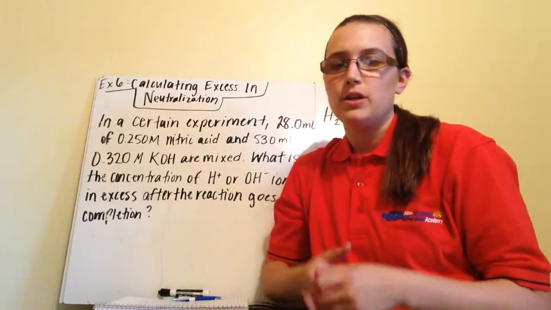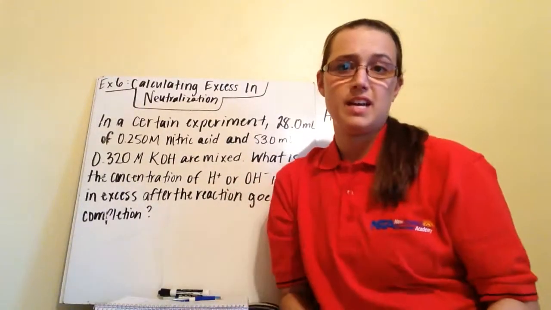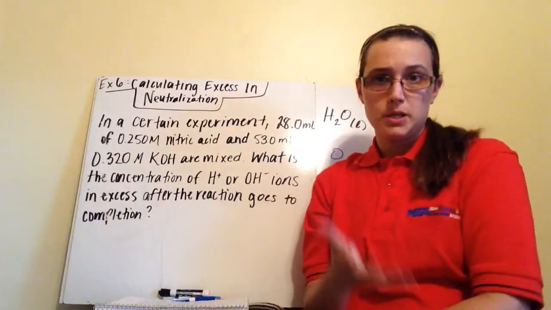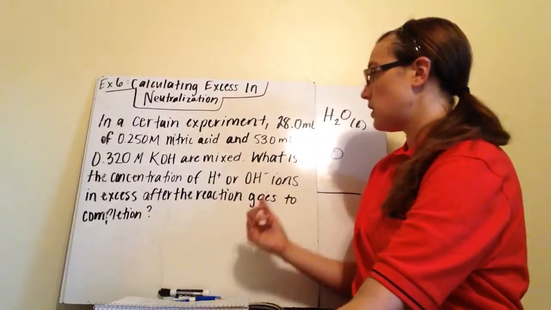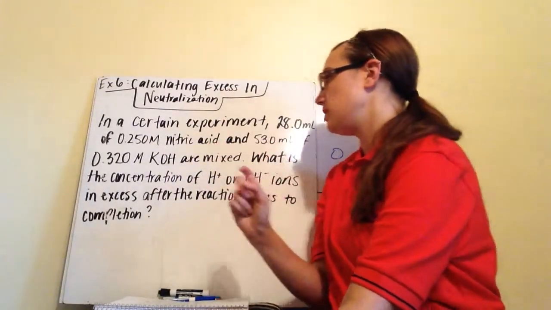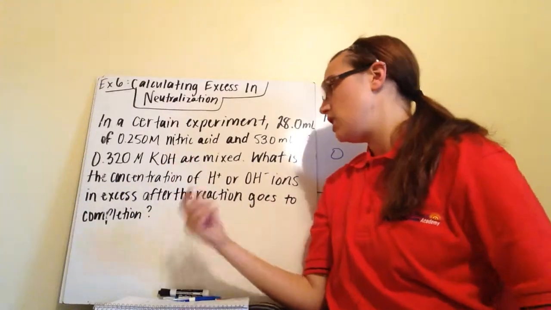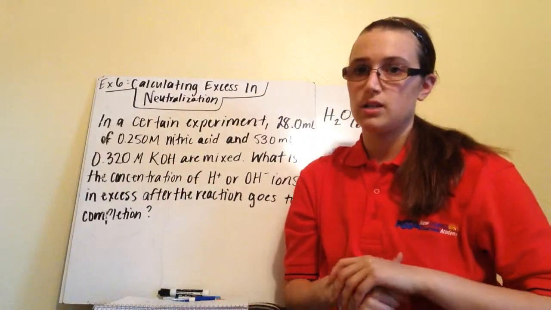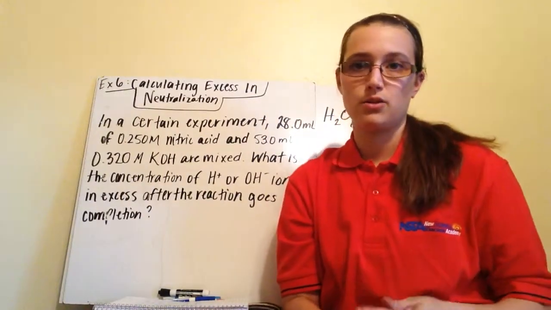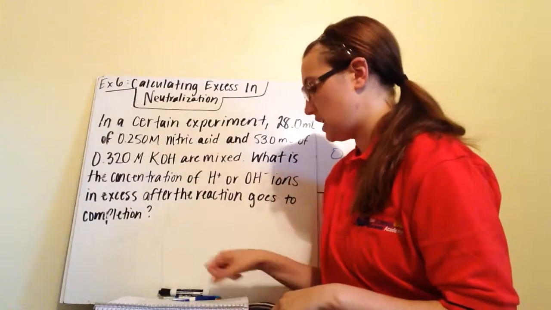In many labs, you're going to find that we're going to have an excess of one of the reactants. This example takes that into account. In this example, we are given data from a certain experiment. So in a certain experiment, 28 milliliters of 0.250 molar nitric acid and 53 milliliters of 0.320 molar potassium hydroxide are mixed. What is the concentration of H plus or OH minus ions in excess after the reaction goes to completion? So we have a lot of different things in this problem that we have to take into account.